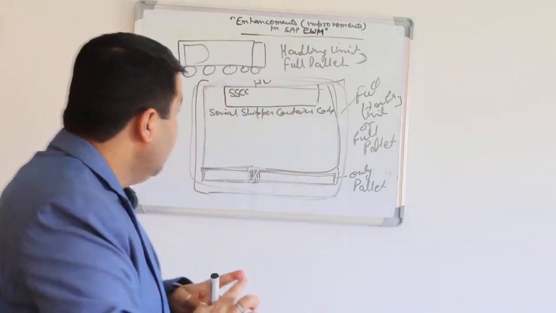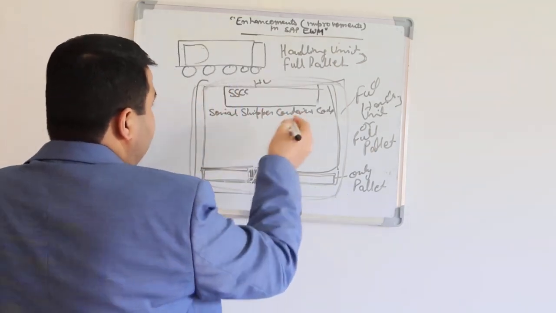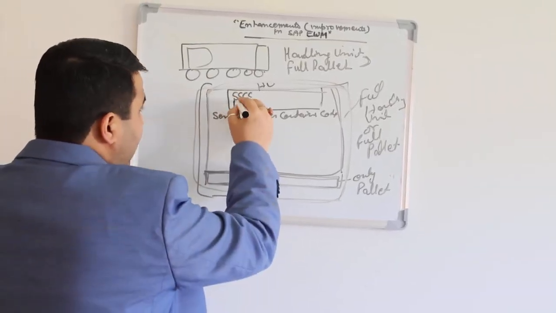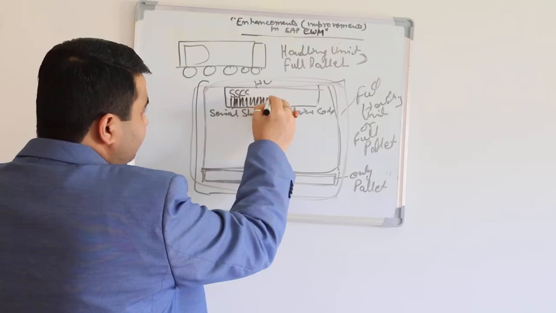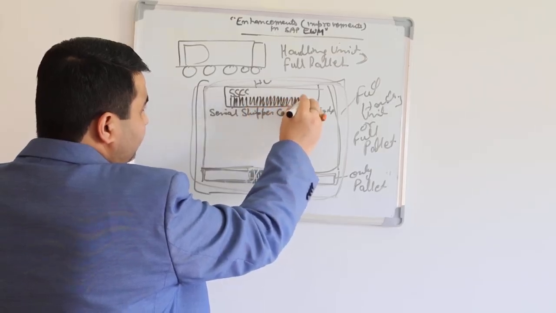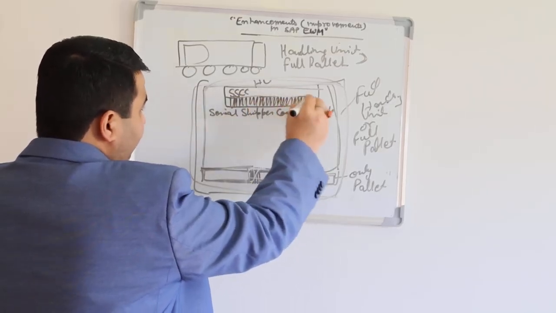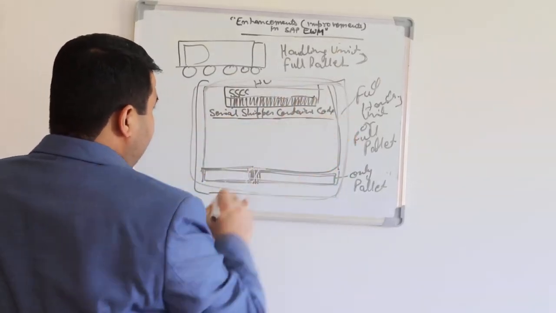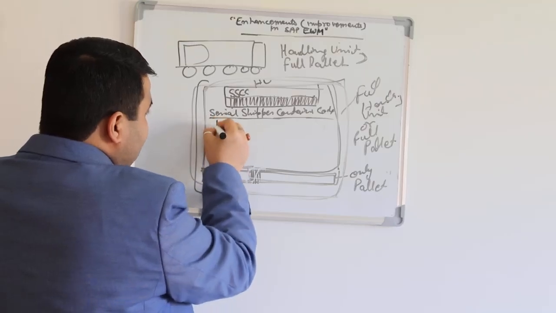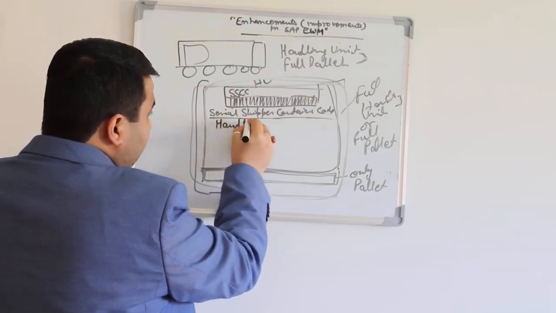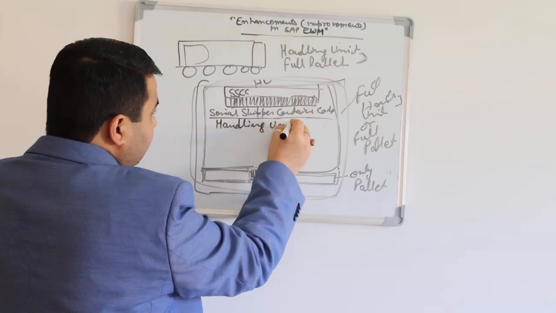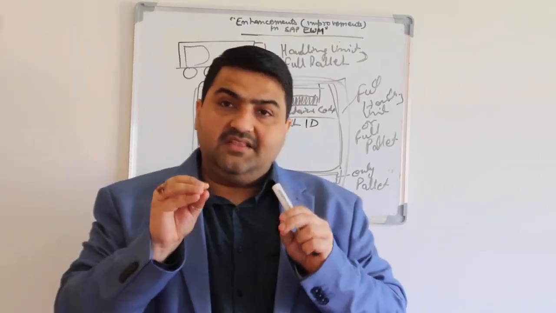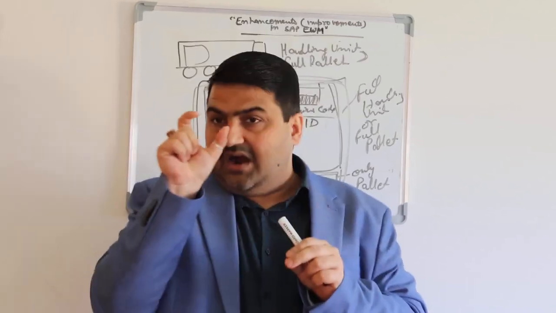So, what is the meaning of SSCC? Generally, whenever we receive the product from the vendor, we have the barcodes on top of the HU, which is the serial shipper container code. This means this is the handling unit, this container ID, because everything can be identified through the ID number.